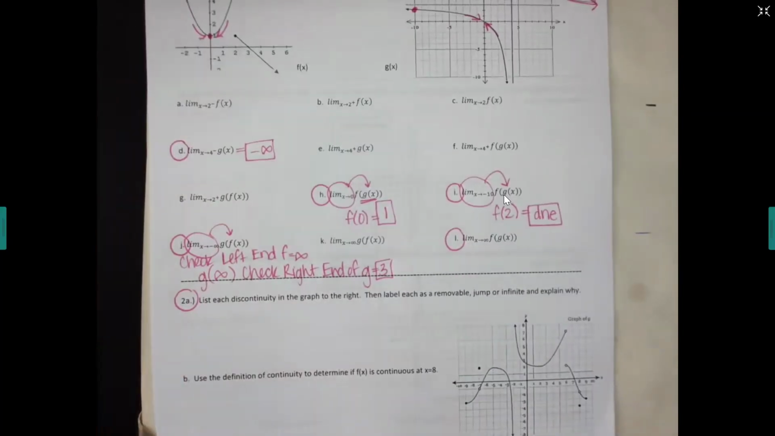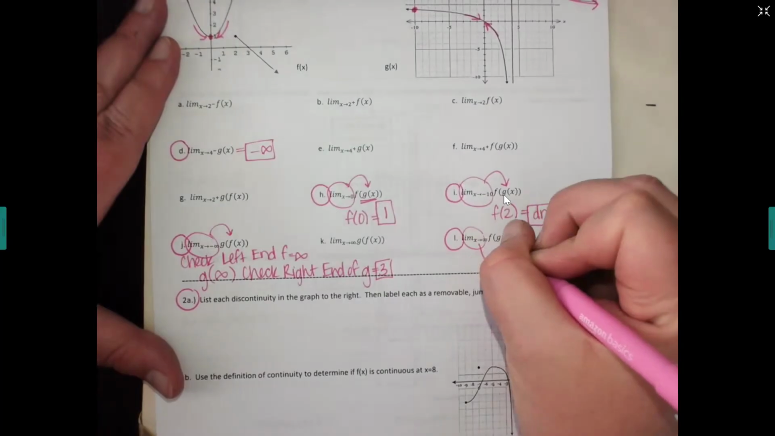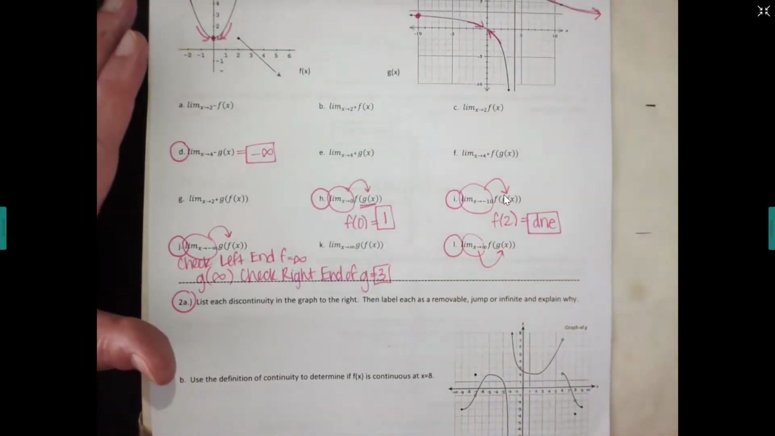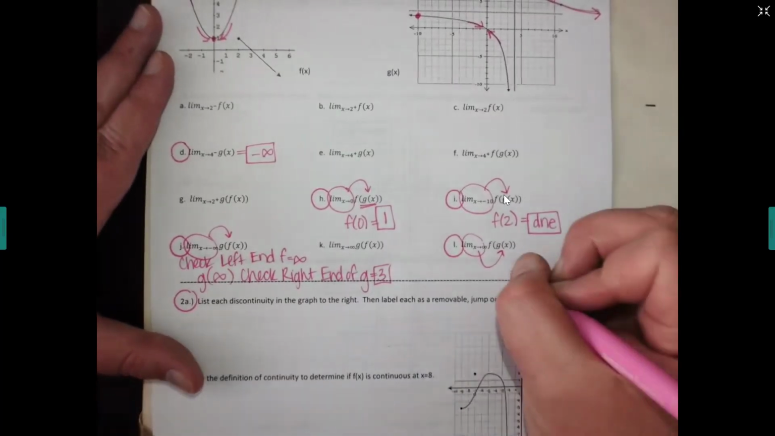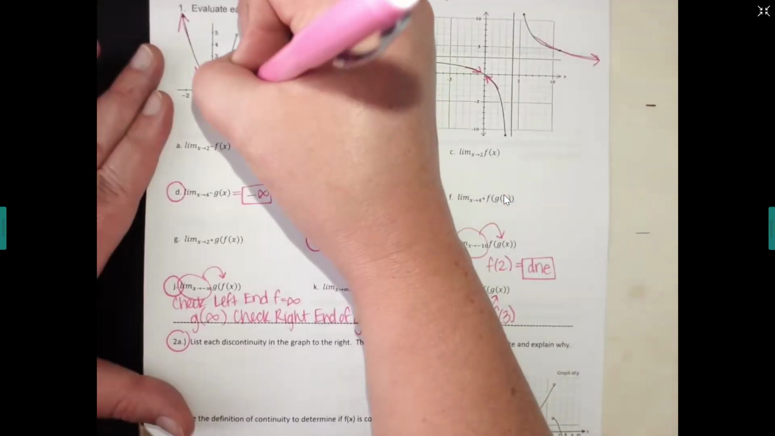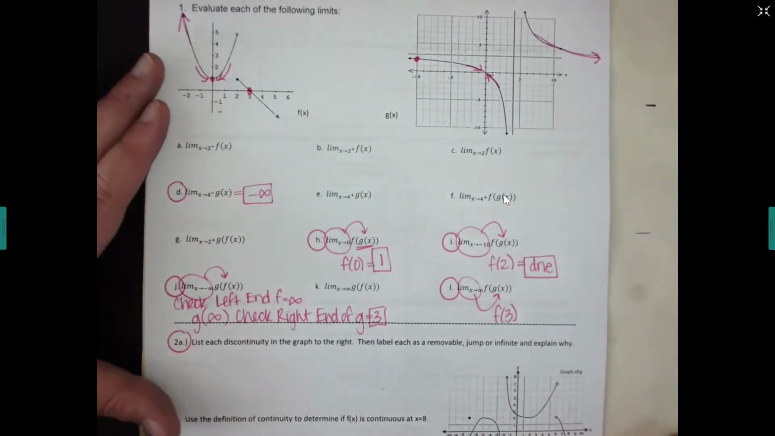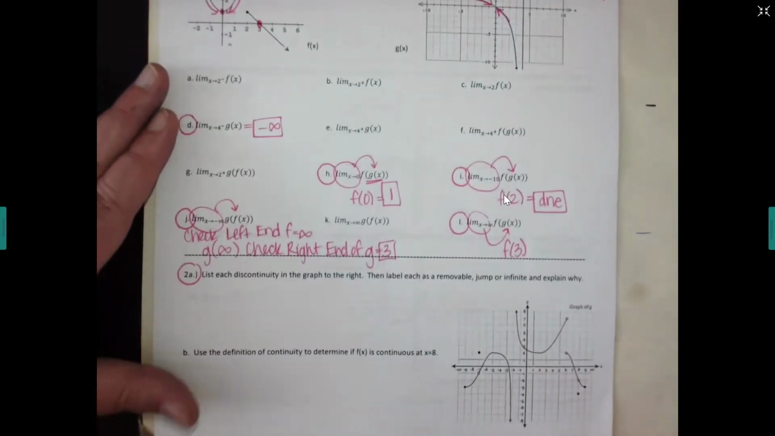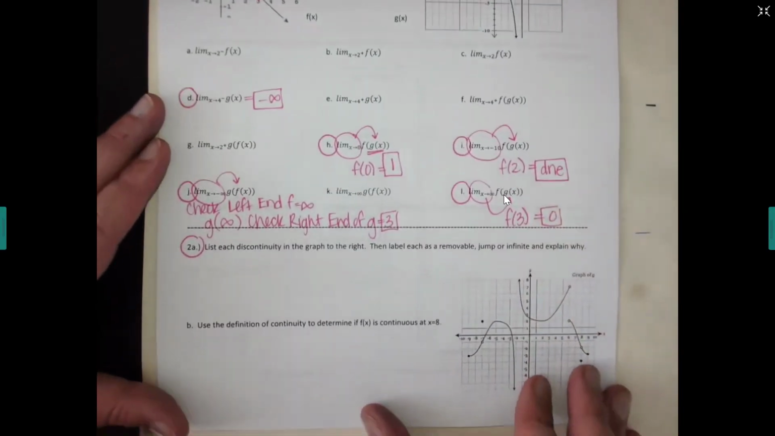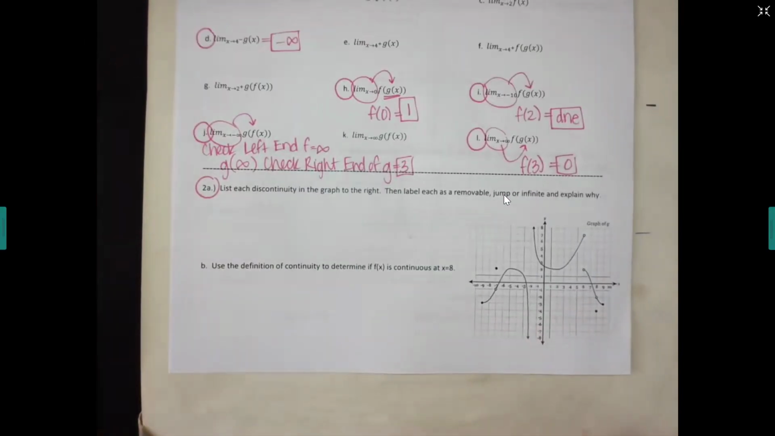Good? All right, last one. L. x to infinity on g. What's that going to? 3. Then I go to f of 3. And when I go to f of 3, I see that I'm approaching the x-axis. What y value is that? 0. Very good.